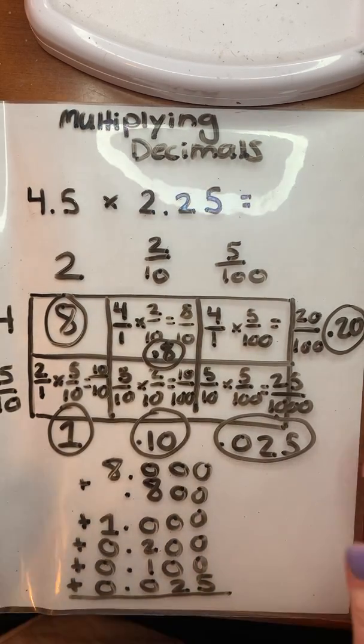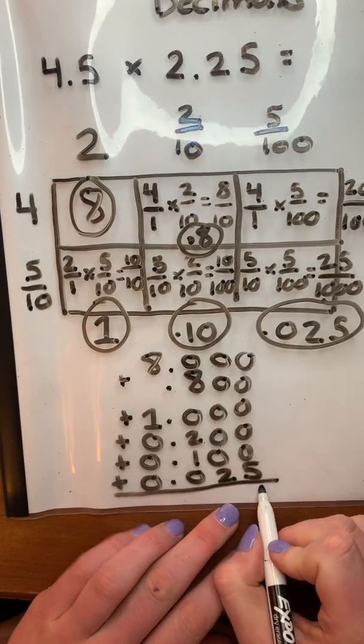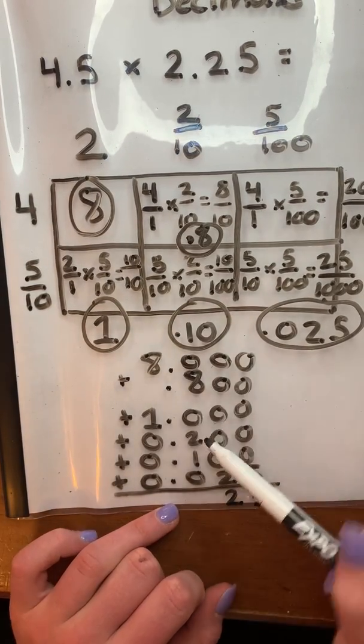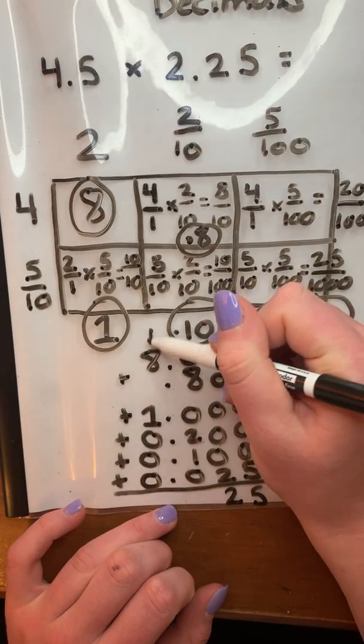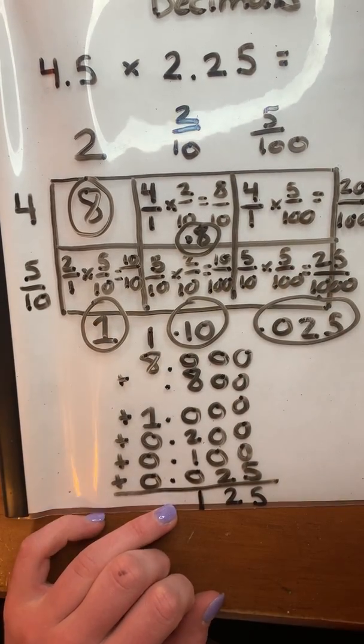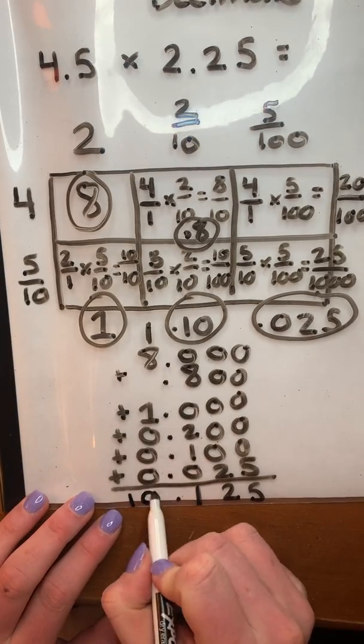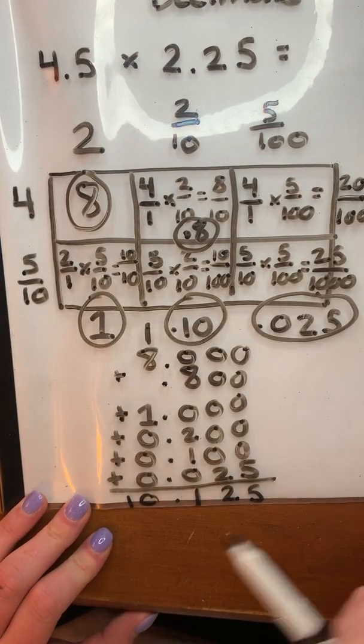And always starting to the right, we have 5 in our thousandths place, 2 in our hundredths place, 8, 9, 10, 11. So we carry the 1, 1 in our tenths place, and 8 plus 1 plus 1 gives us 10. So our final answer is 2 and 125 thousandths.